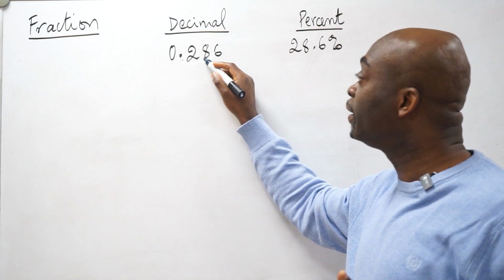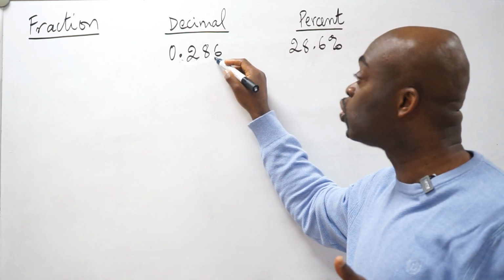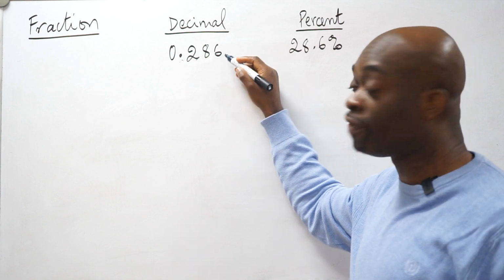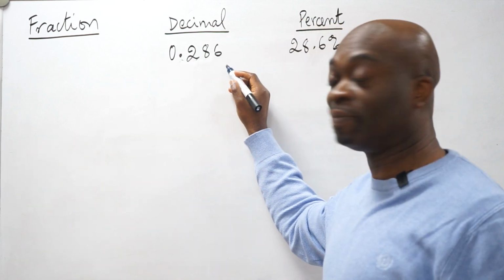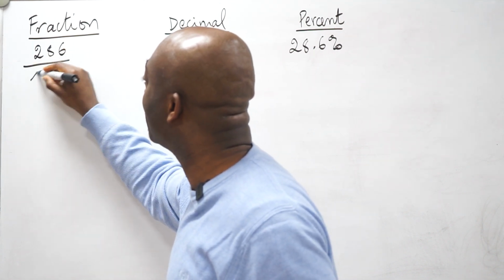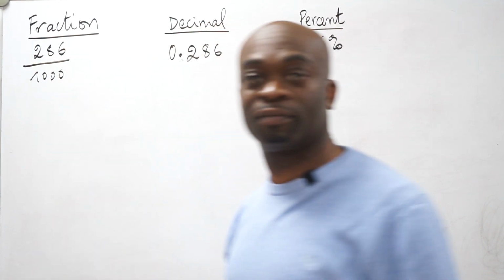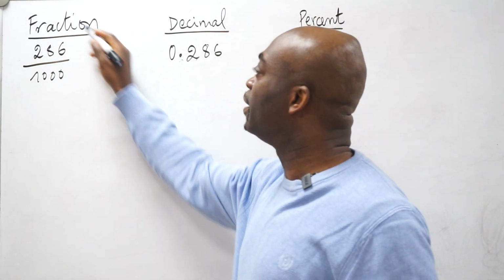If it's 1 digit after the decimal point, we know that it's a tenth. If it's 2 of them, it's hundredths. If it's 3 of them, it's thousandths. That just means you take this number, 286, and you divide it by 1,000. That's what it means. Once you do that, now you have a fraction.